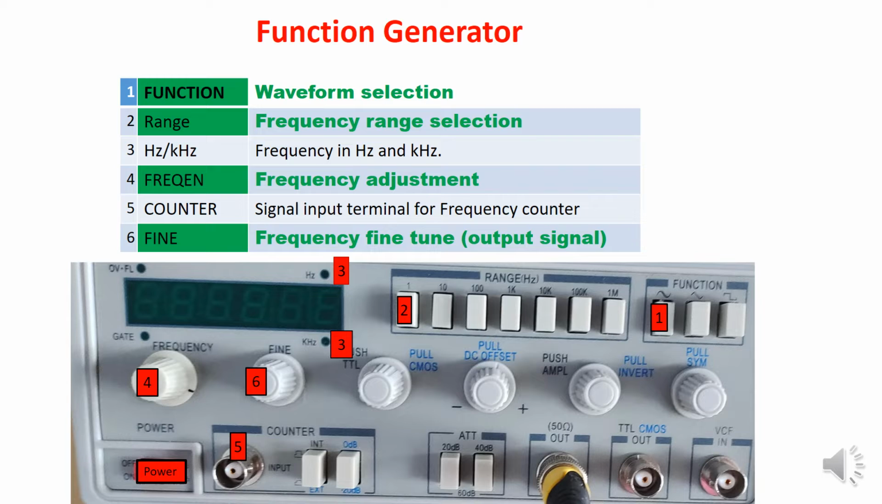Then the frequency adjustment can be done from this 4. And similarly, if fine adjustment of frequency is required, then we can use the 6. In this way, different applications are available in this function generator, and we are not using all of them, only the green portion.